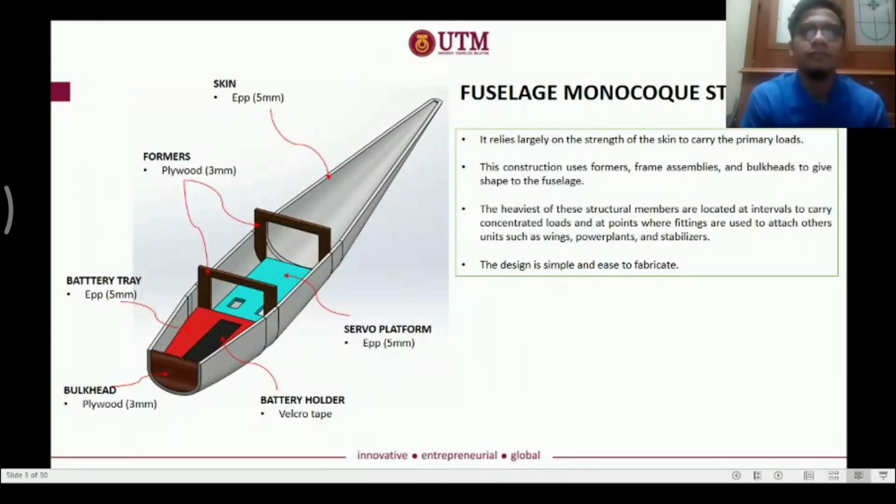For our fuselage design, we use a monocoque structure, which relies largely on the strength of the skin to carry the load. The monocoque structure consists of former, frame assembly, and bulkhead to give support to the fuselage. The heaviest of the structure members are located at intervals to carry concentrated load and at points where fittings are used to attach other units such as wing, power plant, and stabilizer. You can see that the design is quite simple and easy to fabricate.